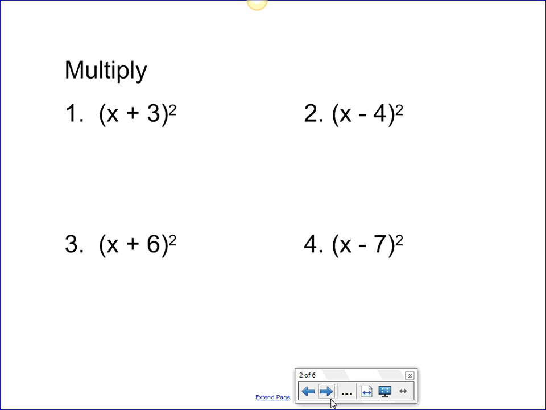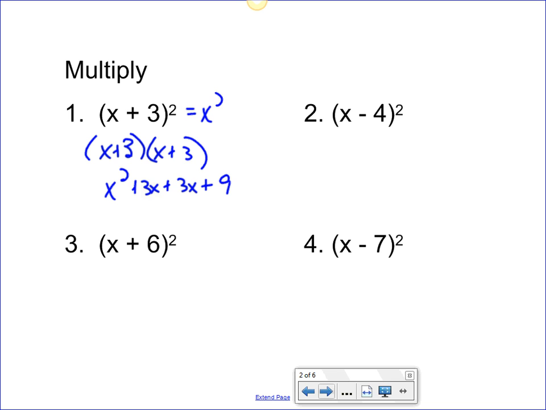Okay, so let's review a little bit how to multiply something like this. If we think of squaring it again, it'd be an x plus 3 times an x plus 3. However you want to do that, if you FOIL it or distribute it, you'd get x squared plus 3x plus 3x plus 9. So you'd end up with x squared plus 6x plus 9.